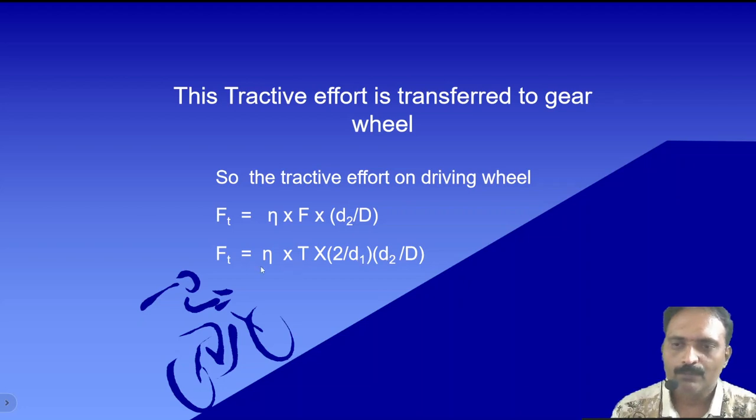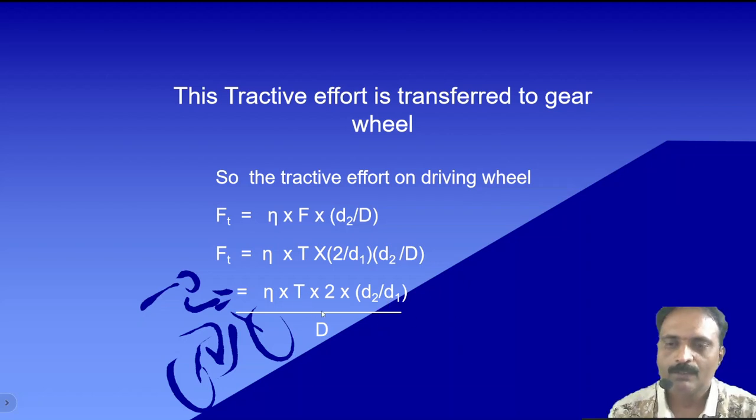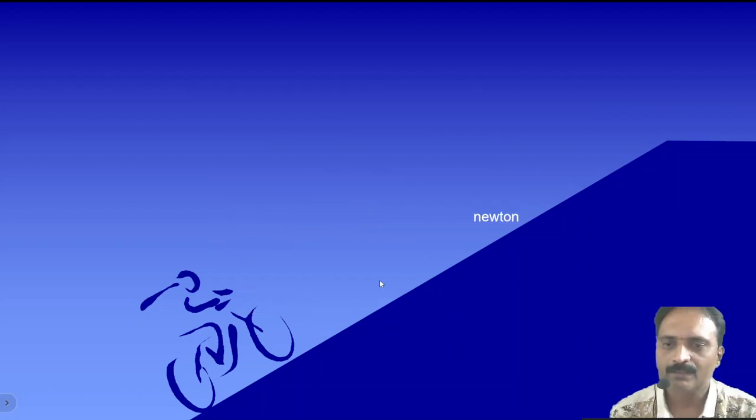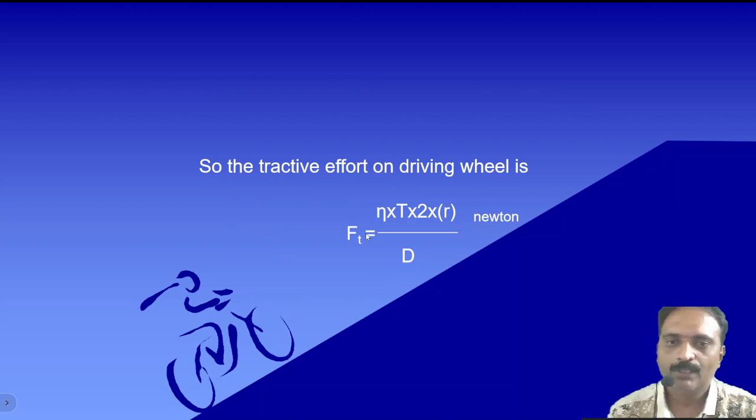So now the formula for the tractive effort becomes efficiency multiplied by capital T into 2 into gamma by capital D. So I am rewriting it, and finally we are going to have another equation for tractive effort in terms of torque developed by the traction motors, the gear ratio, the efficiency of transmission, and the diameter of the driving wheel, as Ft is equal to eta multiplied by capital T into 2 into gamma, that is the gear ratio, divided by the diameter of the driving wheel. This is another formula for the tractive effort.